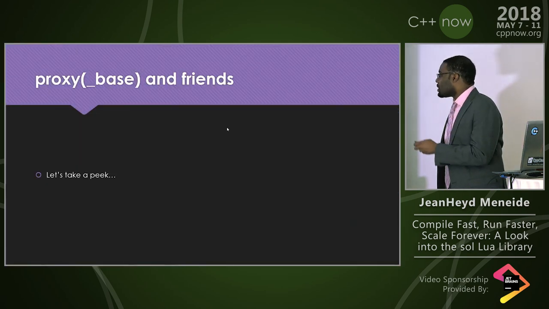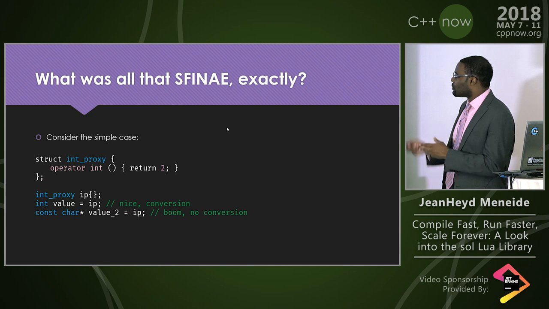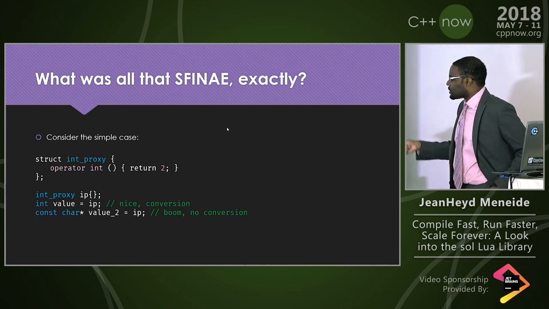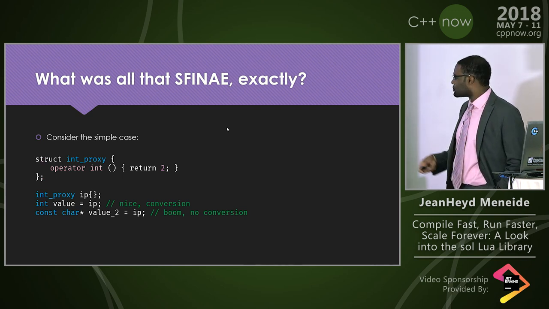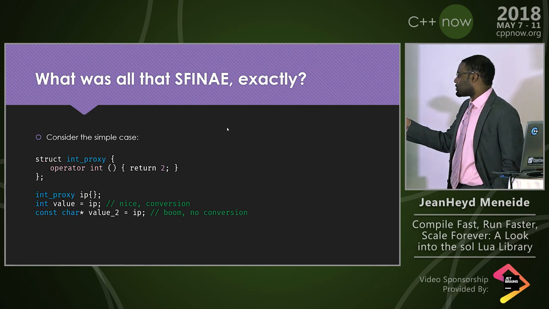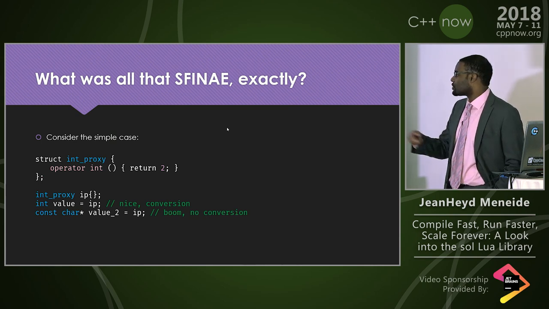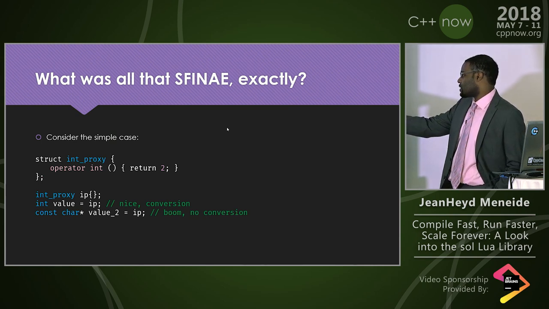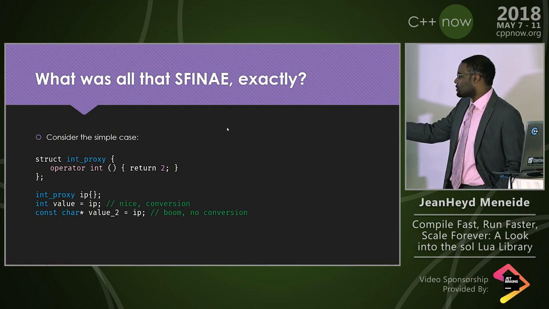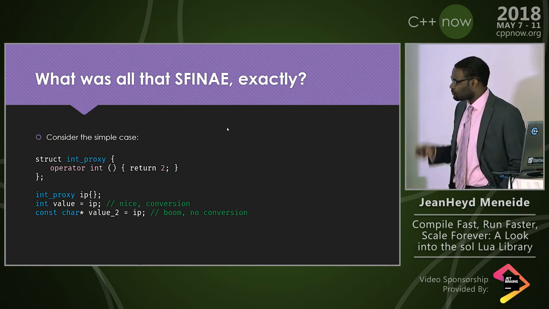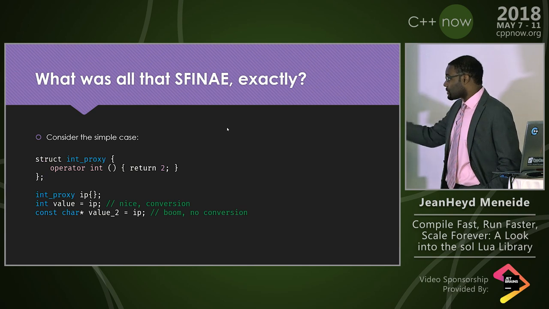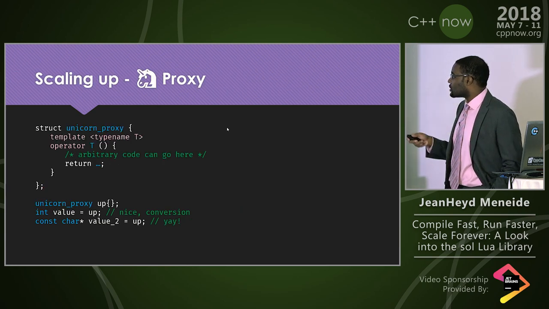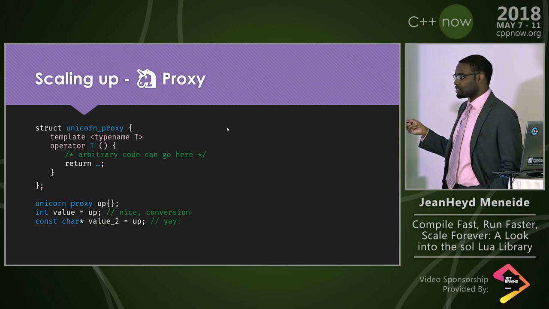Let's break it down. What was all that for? Here's a simple case for enabling this magic conversion abstraction. This is an int proxy, and we have an implicit conversion operator to int. This is the syntax you use, and it automatically dumps out an integer whenever you check it. If you try to convert to something like a const char star, you get an error: we can't convert to this type. With that in mind, we decide to make a unicorn proxy, this magical proxy type where we run any arbitrary code in here and return whatever we need.